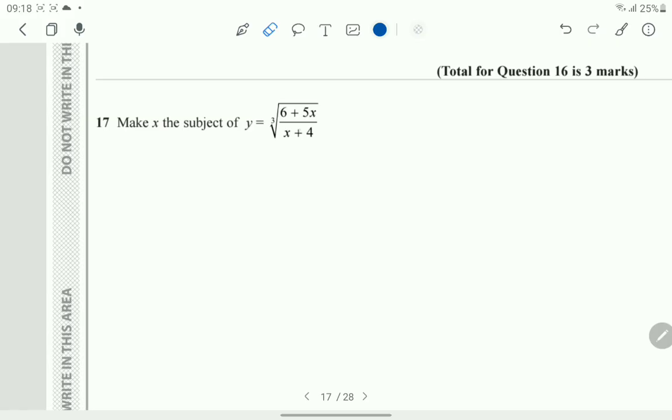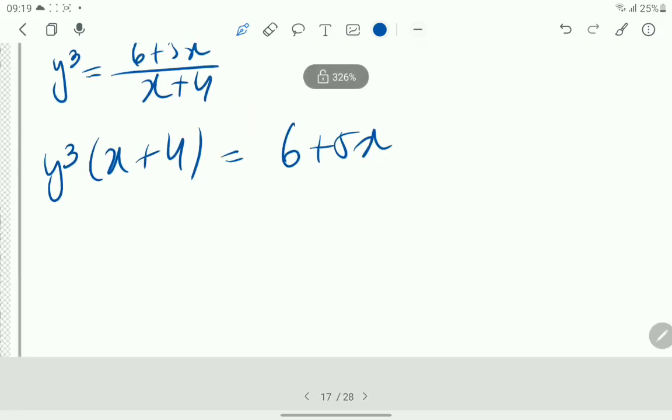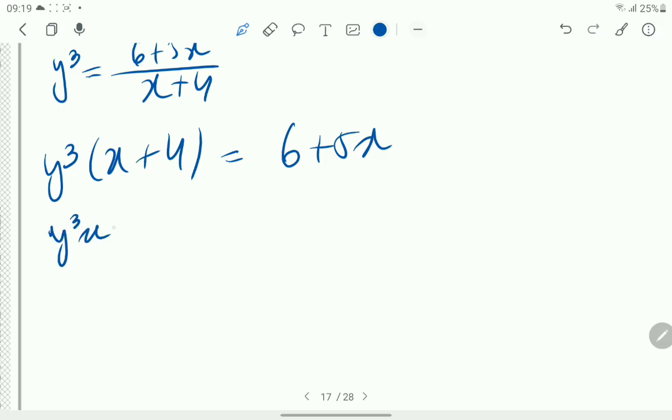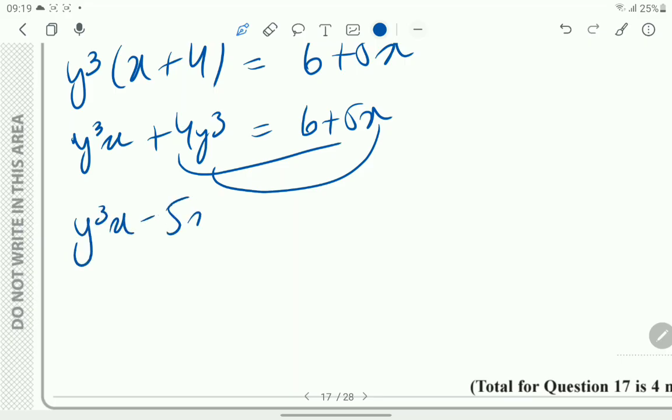Make x the subject of y equals the cube root of (6 plus 5x) divided by (x plus 4). So let's just send the cube over here, starting off with y cube equals 6 plus 5x divided by x plus 4. y cube times (x plus 4) equals 6 plus 5x. Opening the bracket, we get x y cube plus 4y cube equals 6 plus 5x. Now let's send this here and take 5x here. We get y cube x minus 5x equals 6 minus 4y cube.